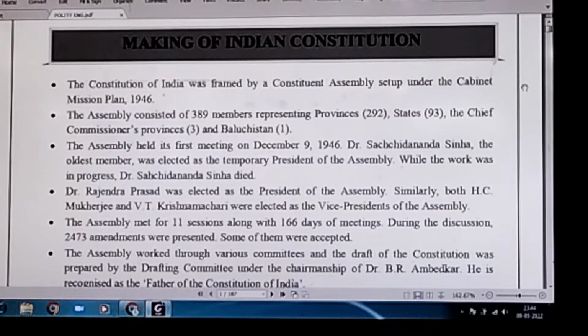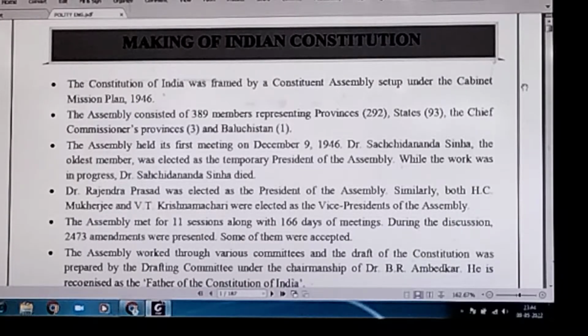The second step: in 1935, the Indian National Congress, that means INC, for the first time officially demanded a Constituent Assembly to frame the Constitution of India. Third, in 1938, Jawaharlal Nehru, on behalf of the Indian National Congress, declared that the Constitution of Free India must be framed without outside interference by a Constituent Assembly, elected on the basis of adult franchise.